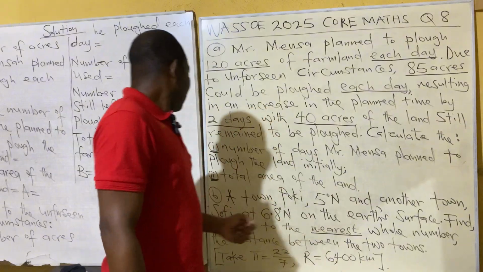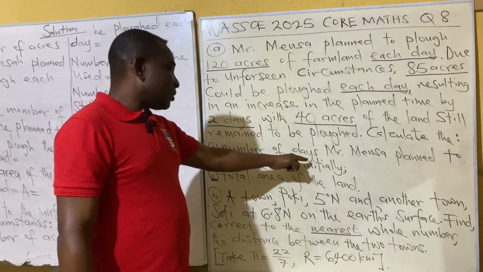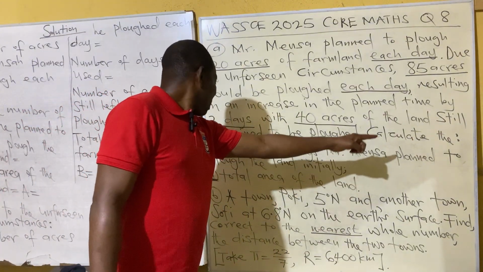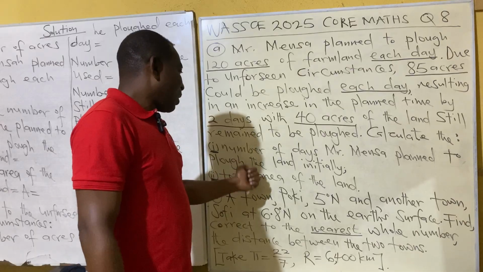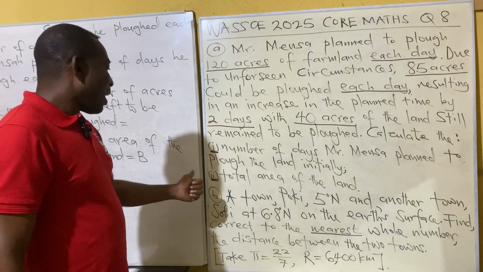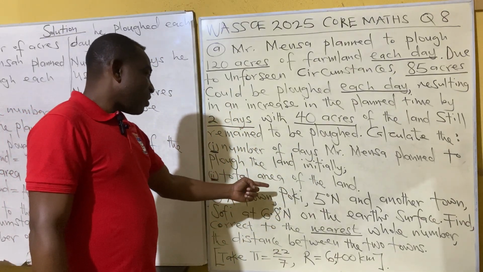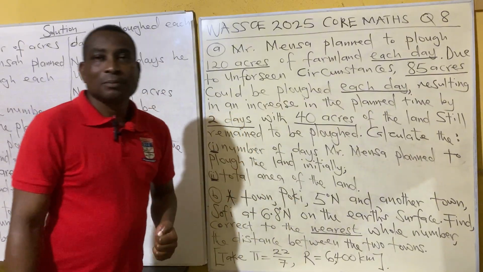Calculate the I. Number of days Mr. Mensah planned to plow the land initially. II. Total area of the land.